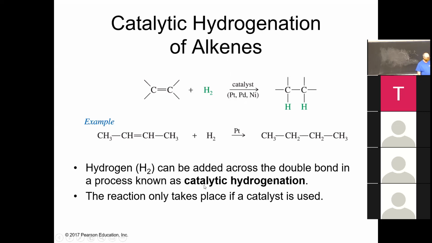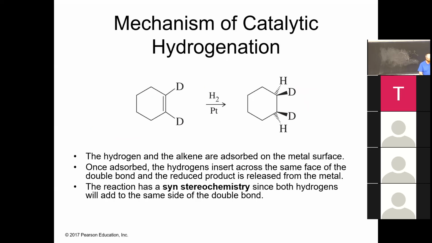This is called catalytic hydrogenation. It only takes place at a measurable rate if a catalyst is used. The syn stereochemistry is favored. So we start out with this deuterium-labeled cyclohexene, and the two hydrogens are added cis to each other on the same face.